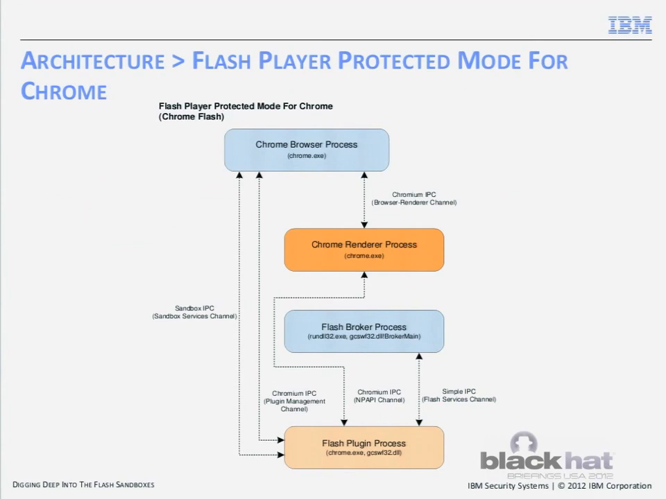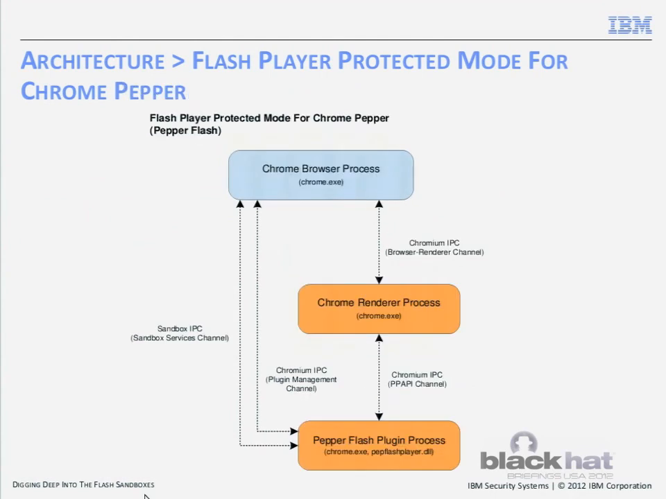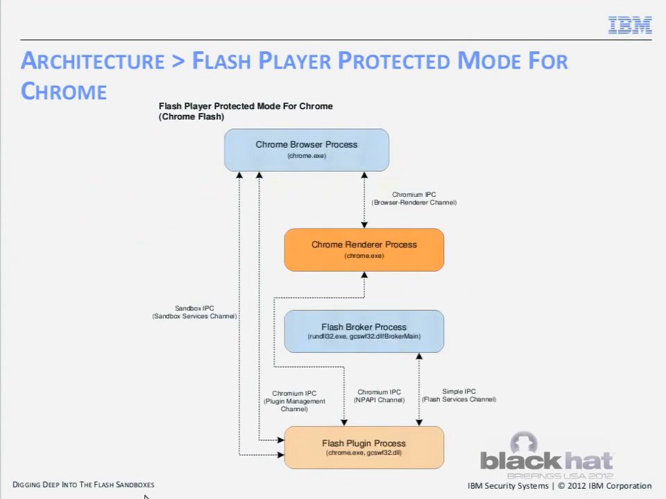For Chrome Flash and Pepper Flash, since they're both running in Chrome, obviously there will be components that are common between the two of them, such as the Chrome browser process, which is the main browser process that is opened when you first run Chrome, and the sandboxed Chrome renderer process, which is the process for the page where you open the Flash content.